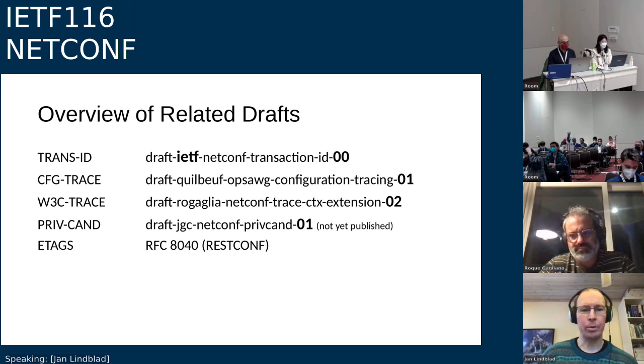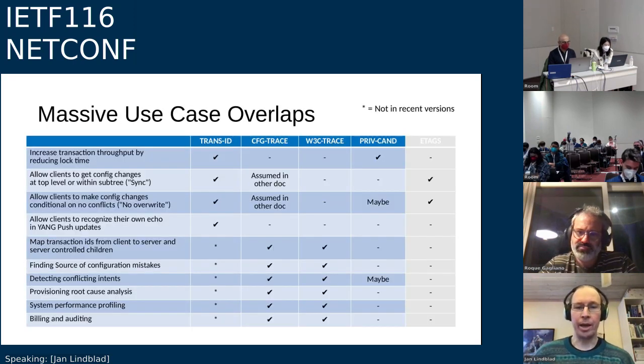And we have the e-tags in RFC 8040, which is RESTconf, from earlier. If you look at the use cases that are mentioned in these drafts on the left here, you can see there's a fairly massive overlap between the use cases they are relevant in. There are some dependencies between these drafts also, where one assumes that some other draft will take care of it. And for the PrivCand case, the paint is not dry yet, so we will see exactly how it will develop.